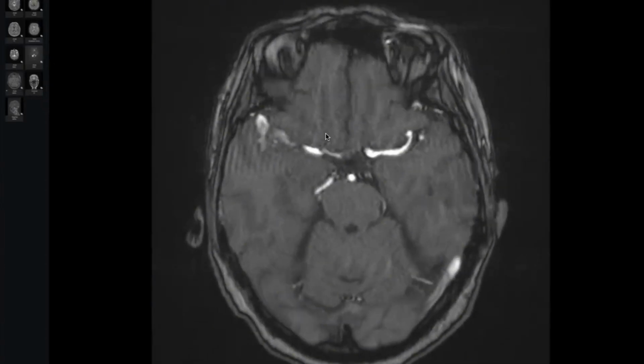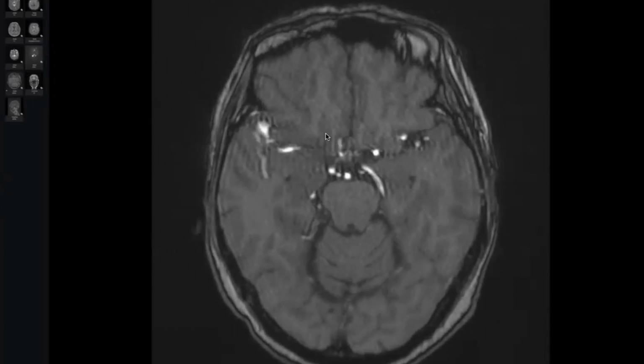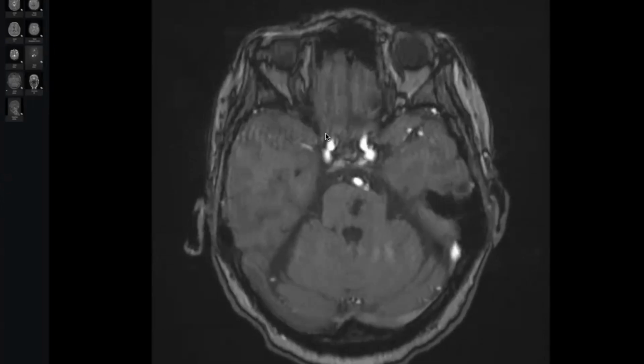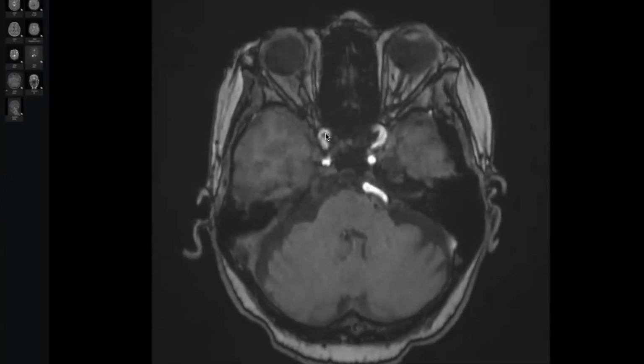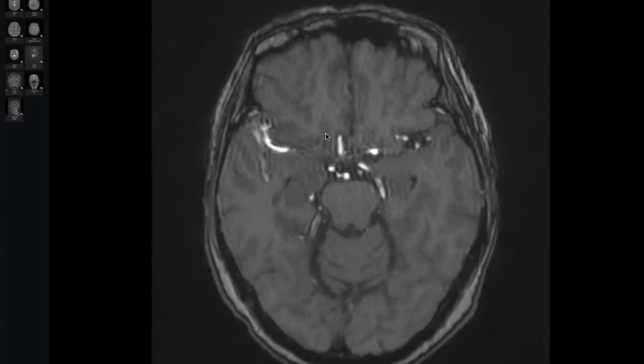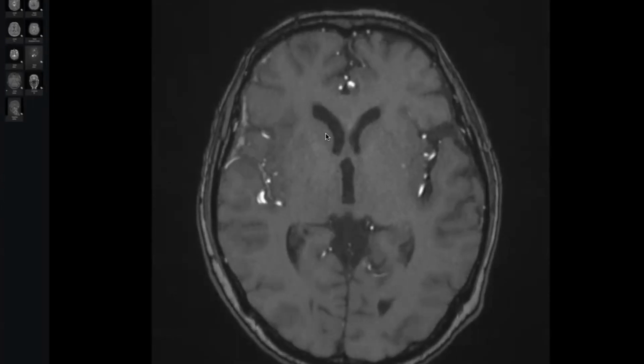See, by the way, this is MR angio, and this is the right aneurysm. Okay. Aneurysms. What is the most critical or the worst complication of subarachnoid hemorrhage?